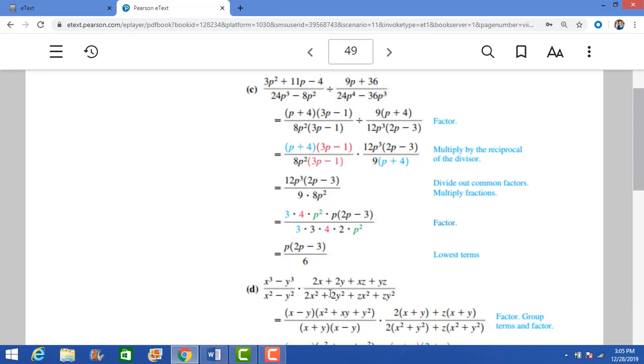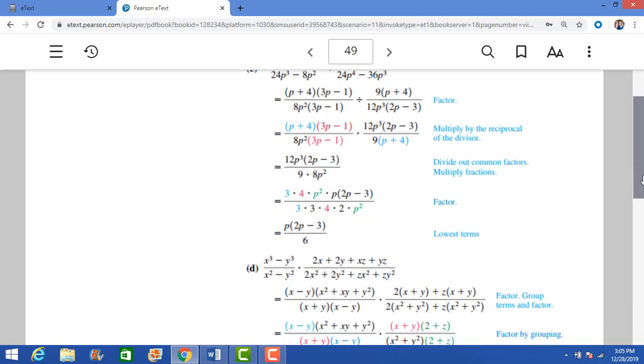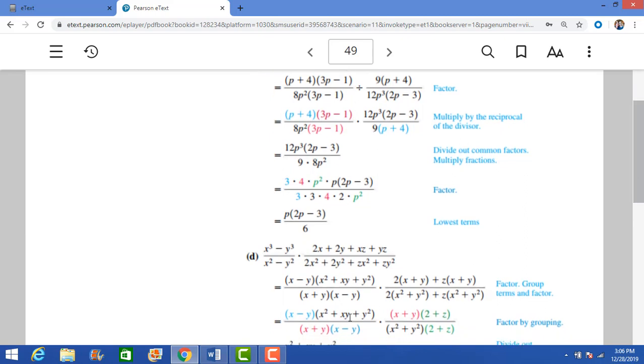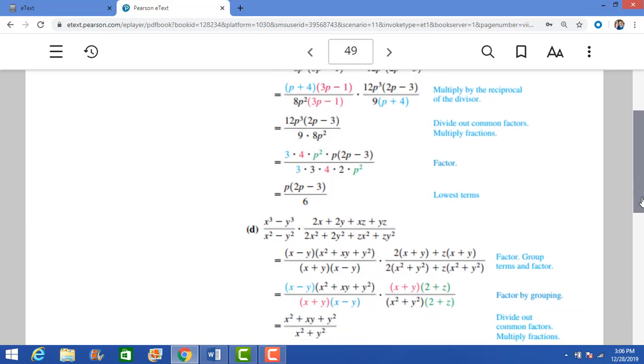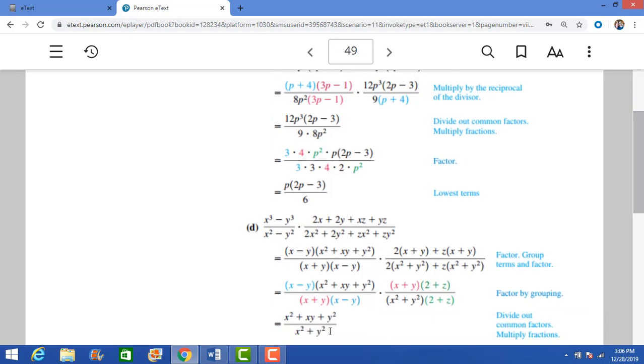Again, down here we can factor by grouping, and we end up with this down here. And so now we can start canceling things. So this cancels with this factor, the red factors cancel, and these green factors cancel, and then we end up with this. And this is in lowest terms, cannot be factored any further.